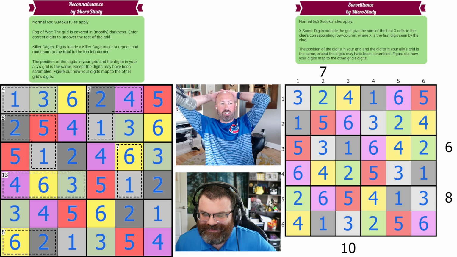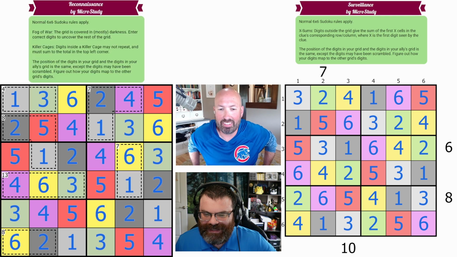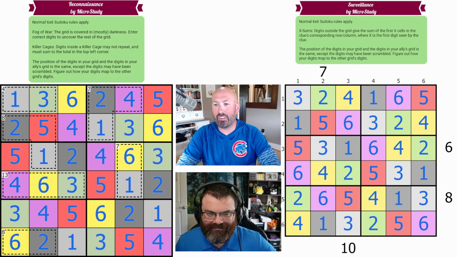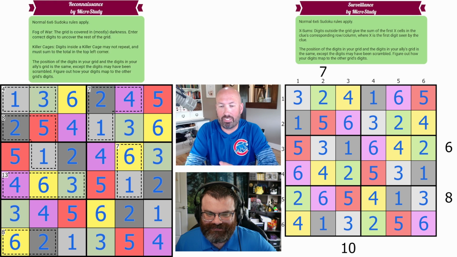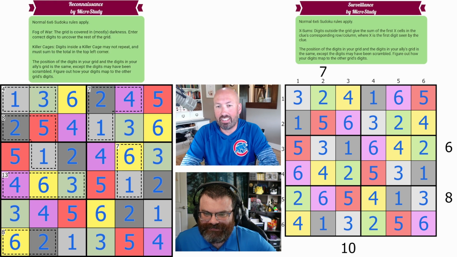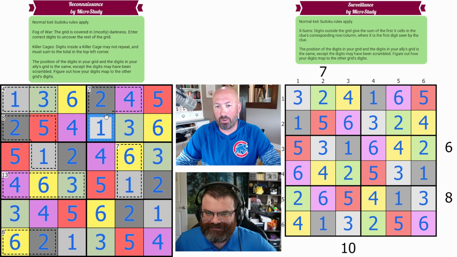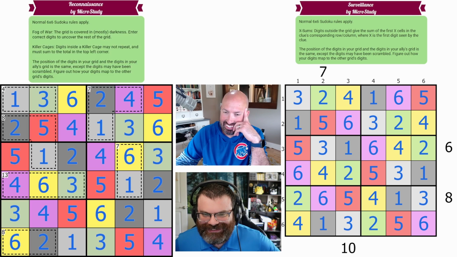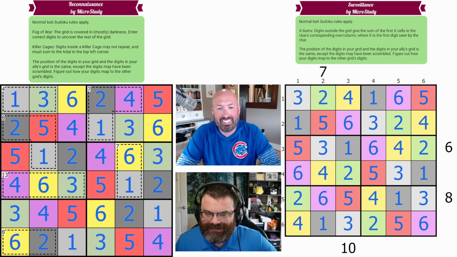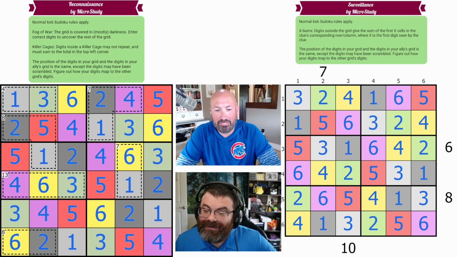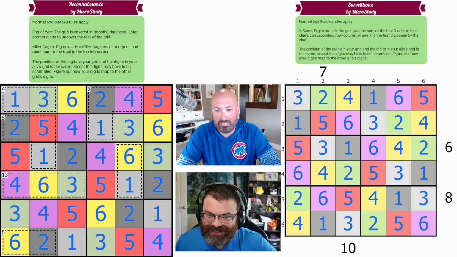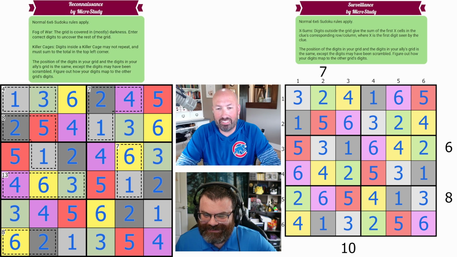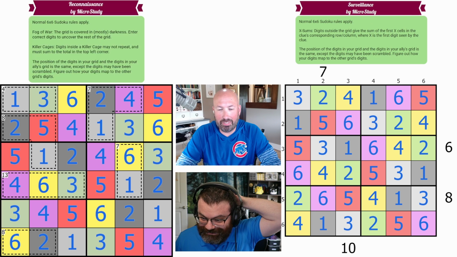So since we've finished now, I can tell you what I've got here. I had, first of all, fog of war, obviously the fog, and then I also had killer cages. And the mistake I made was it was a 3-cell 7 cage, and I put a 1-2-5 in there instead of a 1-2-4. Oh no! Yeah. Oh man, that was a dumb error. Well, I have X-sums. That's all I have, X-sum clues. Okay. Yeah, which is completely different.